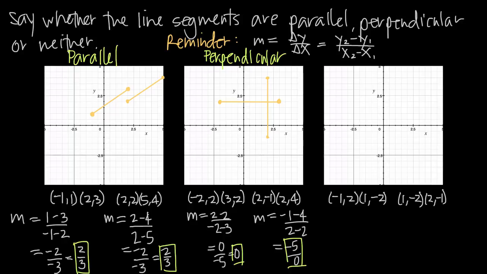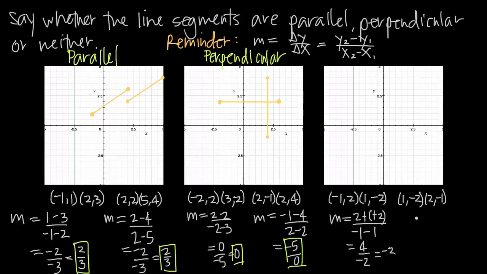Let's look at our last example here. The first line segment is defined between the endpoints (-1, 2) and (1, -2). If we find the slope of that line segment, we take the first y value and subtract the second y value, so 2 minus -2. Then we take the first x value and subtract the second x value, so -1 minus 1. 2 minus a negative becomes a positive, so 2 plus 2 is 4, and then -1 minus 1 is -2, which gives us a slope equal to -2.